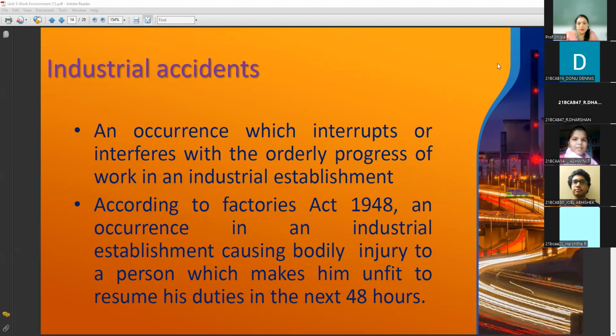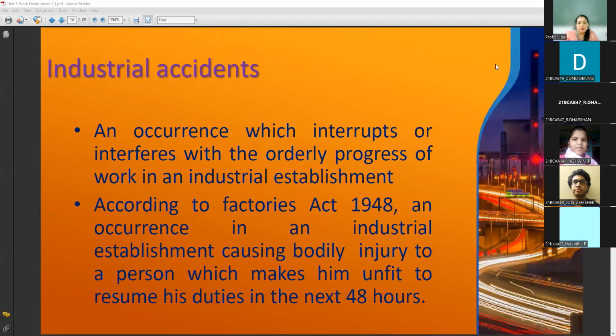Whenever we say industry, a synonym is accident, and this is an occurrence which basically interrupts or interferes with the orderly progress of work in an industrial establishment. And according to the Factories Act 1948, it is an occurrence in an industrial establishment which causes bodily injury to a person, that means to a worker, which makes him unfit to resume his duties in the next 48 hours.